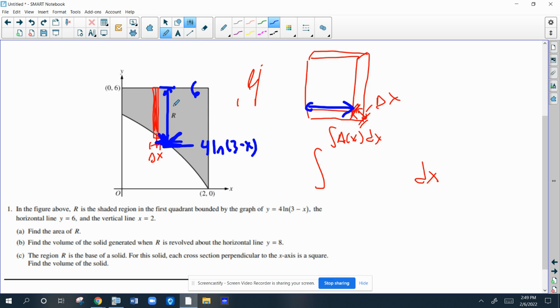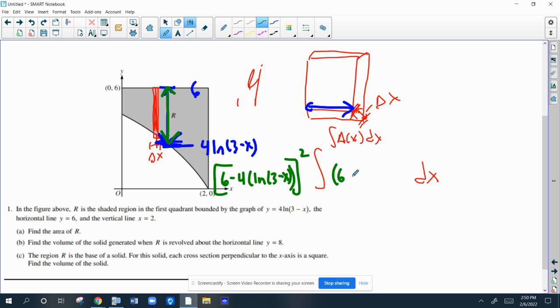So this length, the length of this green double-sided arrow, I guess, is 6 minus 4 times the ln of 3 minus x. I have some unnecessary parentheses there, but that's only the length. We need the area, so it's that length times the height. Since it's a square, you got that. So that's all you need. Notice there's no pi out in front of it because we're not revolving. This is just simply integrating that cross-sectional area.